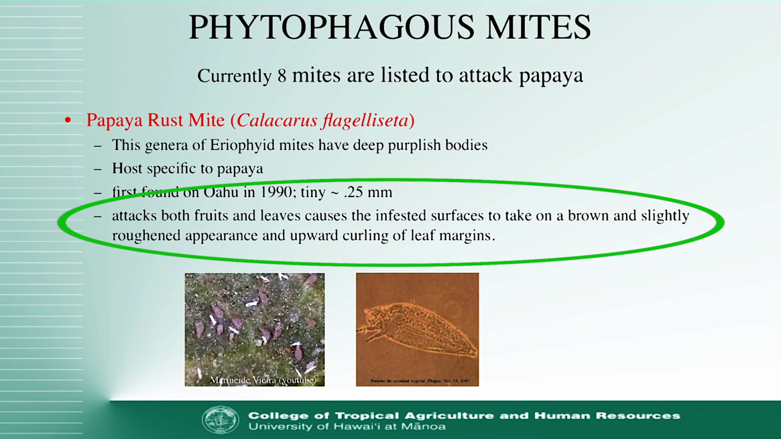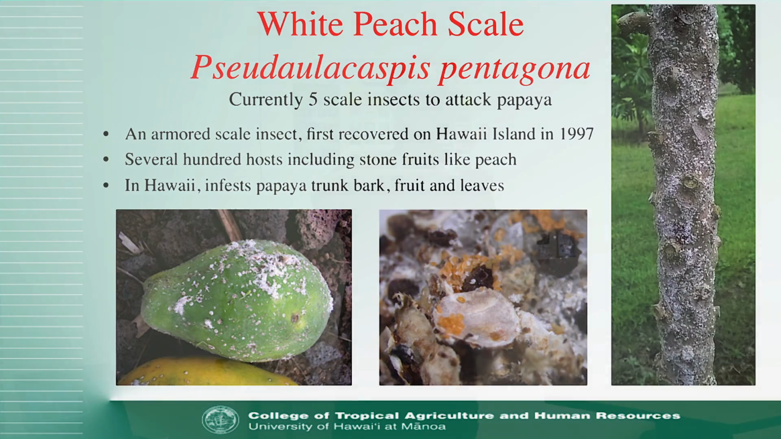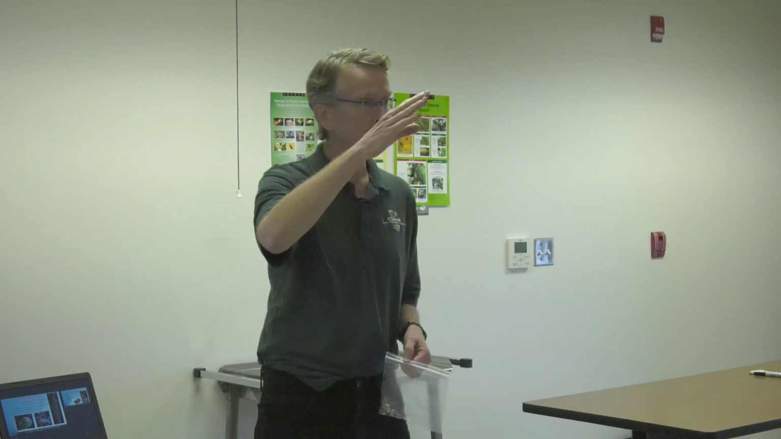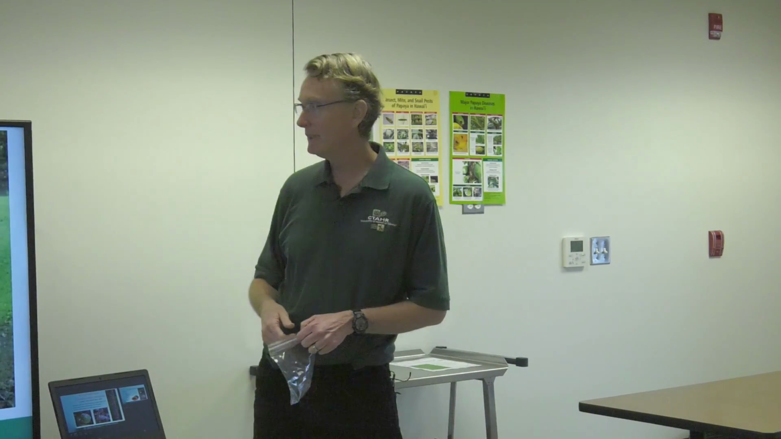when it's really severe. So this white peach scale was first found on our island in '97, and when it got in here, it was really dramatic because the entire field was white. It just looked like someone had gone with a paintbrush and painted all the trunks of the papaya trees in the field white. There was just so much scale.